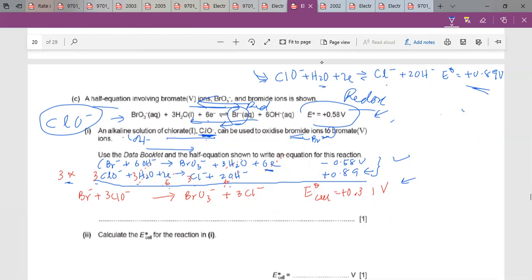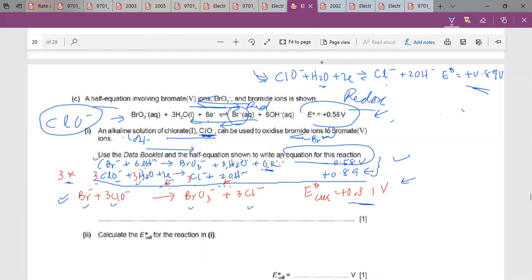Okay, so you cancel off 3 water. Cancel off the 6 electrons, right? What's left behind is Br minus, 3 of this ClO minus, 1 of this BrO3 minus, and 3 of this Cl minus. Okay, so they ask you to write an equation for this reaction. That means this one here. Then calculate the E cell. Very simple.